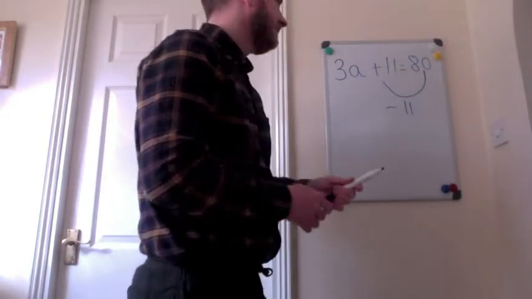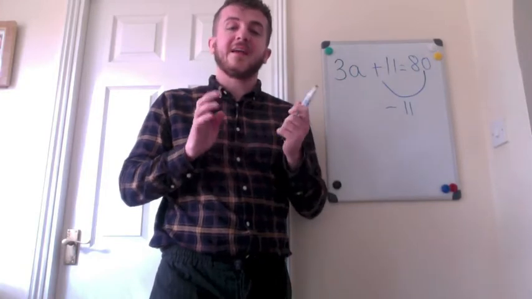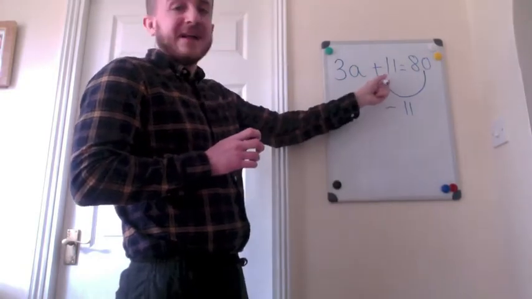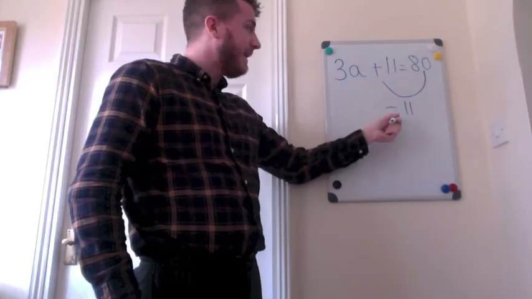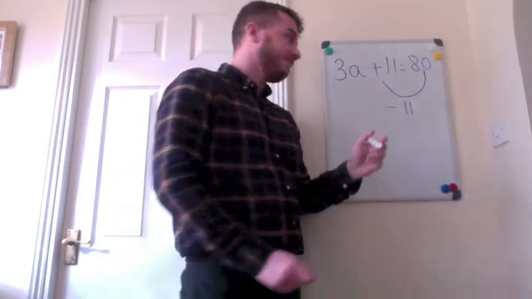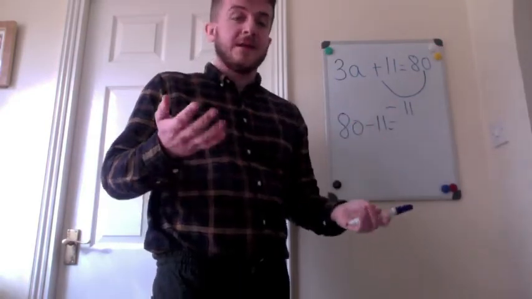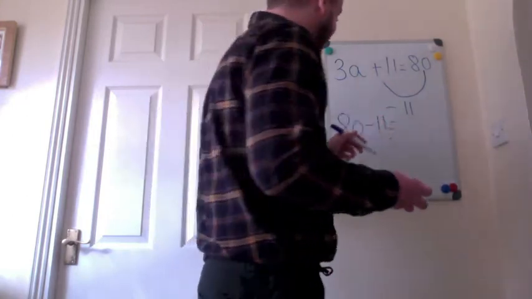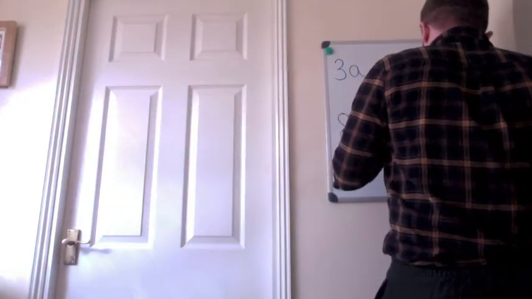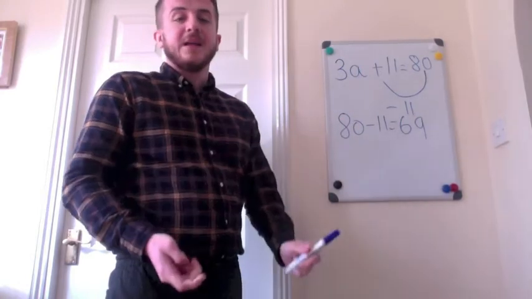First of all, I need to get rid of this 11. It's not really relevant to me. I want to find out the value of a. I need to get rid of it. So, because I'm adding here, I need to take away here. So I need to do 80 take away 11. Okay? 69. Beautiful. So, we know now that the value of 3a is 69.